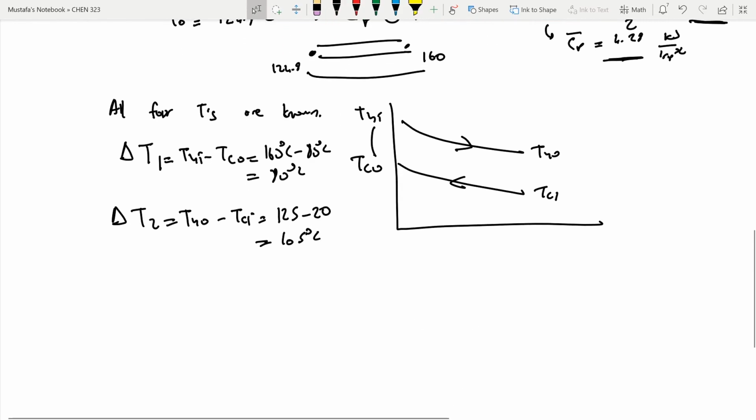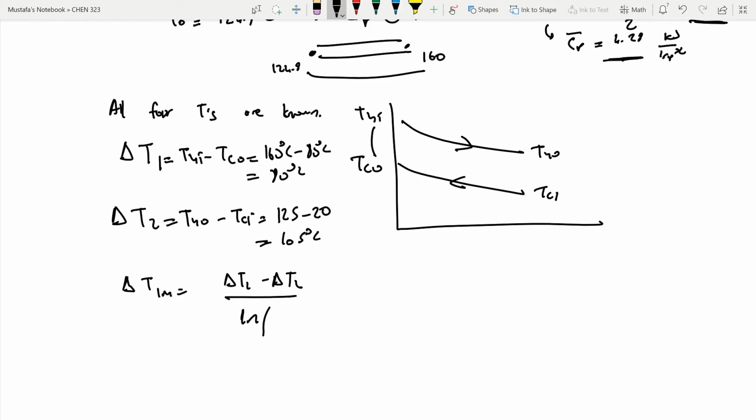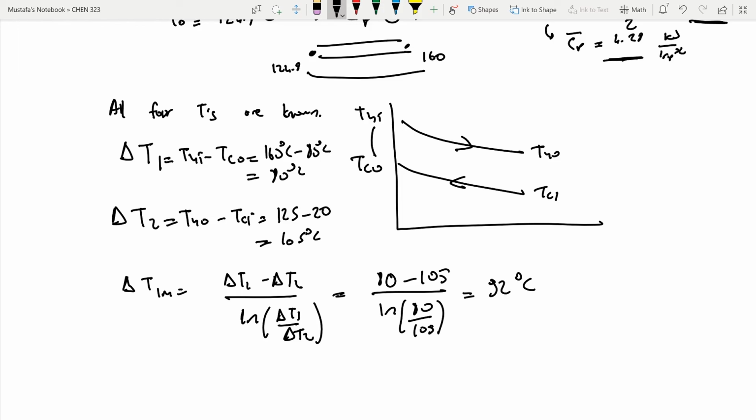So that means I can calculate the log mean temperature now. Delta T log mean is (delta T1 minus delta T2) over ln (delta T1 over delta T2). That means 80 minus 105 divided by ln of 80 over 105. So you get 92 degrees Celsius.